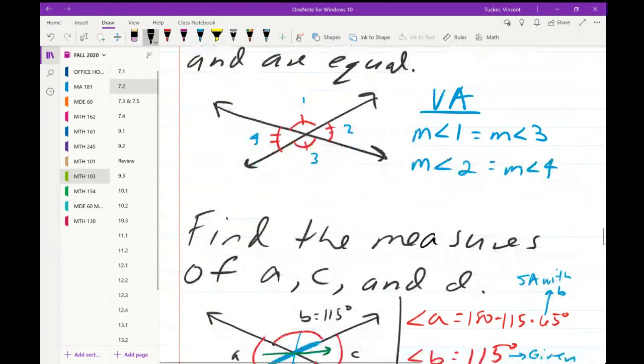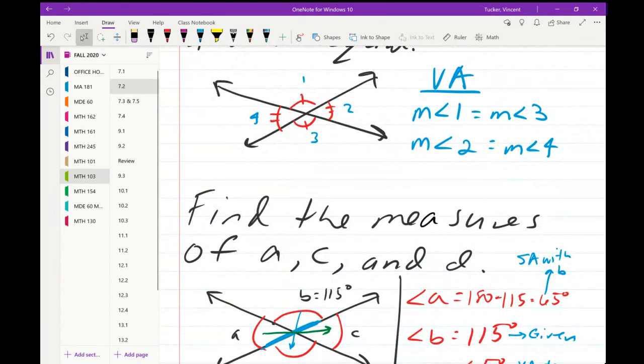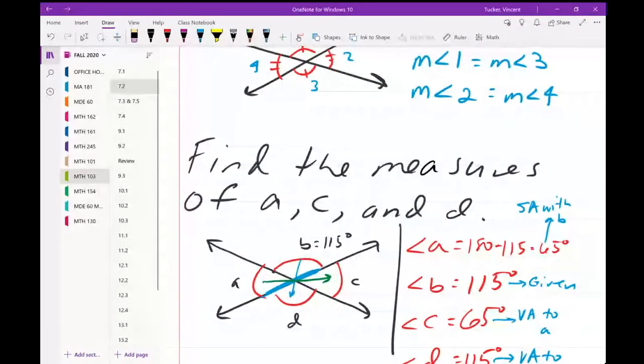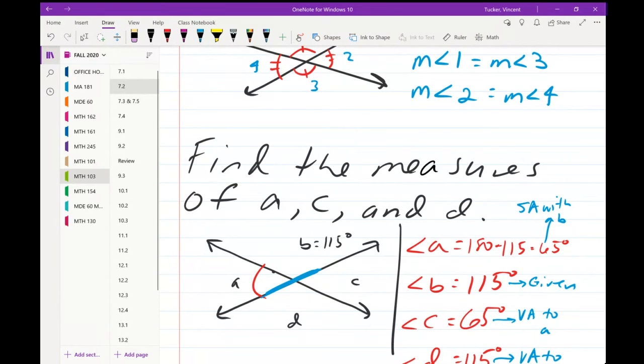All right, so this next example, find the measures of A, C, and D. And let me erase some of this stuff so we can walk through it. Oh, I didn't need to erase that one.